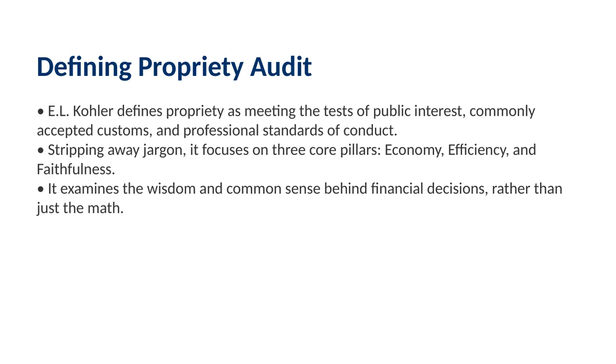Now, let's dive into a very critical concept in the audit of public sector undertakings, the propriety audit. To understand this, we first need to understand what propriety actually means. E.L. Kohler defines it as something that meets the tests of public interest, commonly accepted customs, and professional standards of conduct. When we strip away the technical jargon, propriety audit boils down to three core tests: economy, efficiency, and faithfulness.